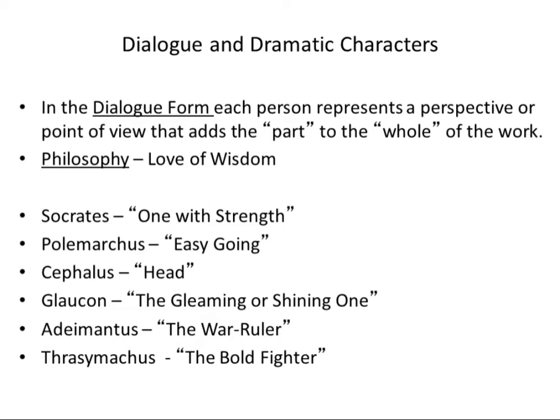The names of the characters are highly important to the text, and were deliberately chosen to indicate different points of view. Many ancient Greek authors liked to critique one another by name in their works, and Plato was no exception. Most of the characters present in the Republic were indeed real historical figures, including Socrates, whose name means one with strength, Polemarchus, which means easygoing, Cephalus, his father, the head of the family, Glaucon, the gleaming or shining one, and Adeimantus, the war ruler, those two latter characters actually being Plato's brothers in real life, as well as Thrasymachus, the bold fighter, who we'll be speaking of extensively in today's lecture.